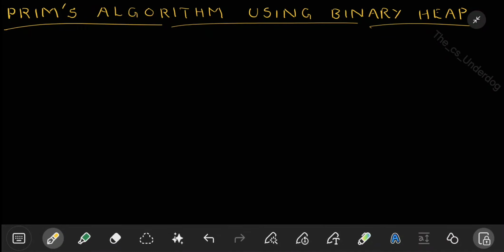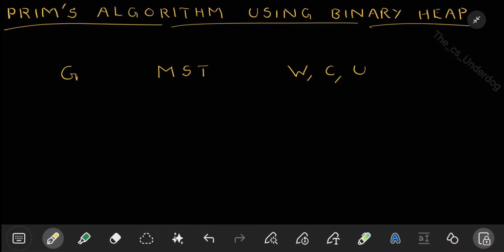Prim's algorithm using binary heap. Prim's algorithm is a greedy algorithm used for finding minimum spanning tree of a weighted, connected and undirected graph.